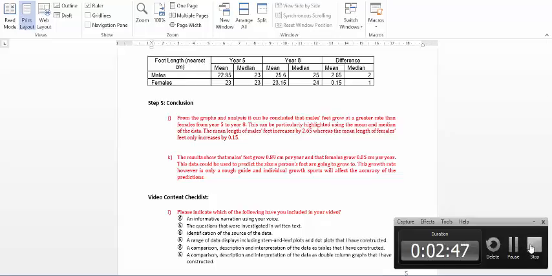This data could be used to predict how much a person's feet are going to grow. This growth rate, however, is only a rough guide, and individual growth spurts will affect the accuracy of the predictions.